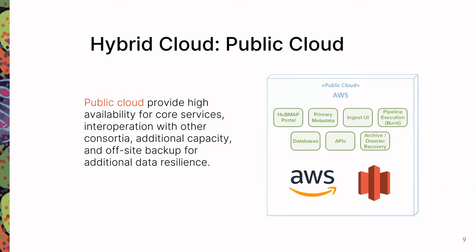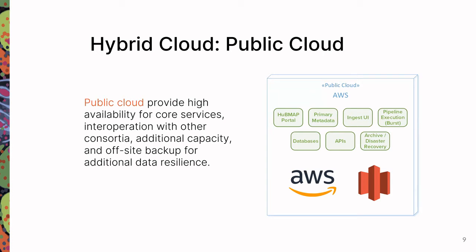Now, the other side of this is public cloud. So we designed HubMap to be this hybrid architecture of on-prem and public cloud. Public cloud gives us a lot of complementarity and other value. So it gives us very high reliability and availability. So for things like the HubMap portal and the databases that underlie HubMap, we want those to be up with many, many nines of reliability. And we get that in the cloud.